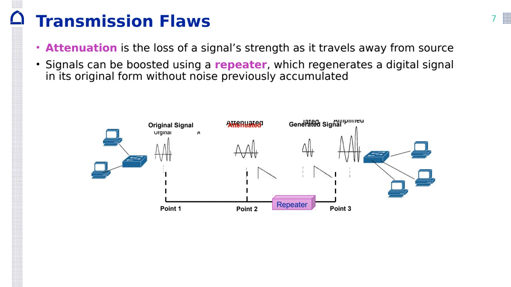Another transmission flaw is attenuation. Attenuation means the loss of signal as it travels from one source, it weakens. With distance it becomes weaker, like everything. Signal can be boosted using a repeater. A repeater regenerates a digital signal in its original form without the noise. Very good. So here I can put my repeater in the middle. It will regenerate the signal to its original source.